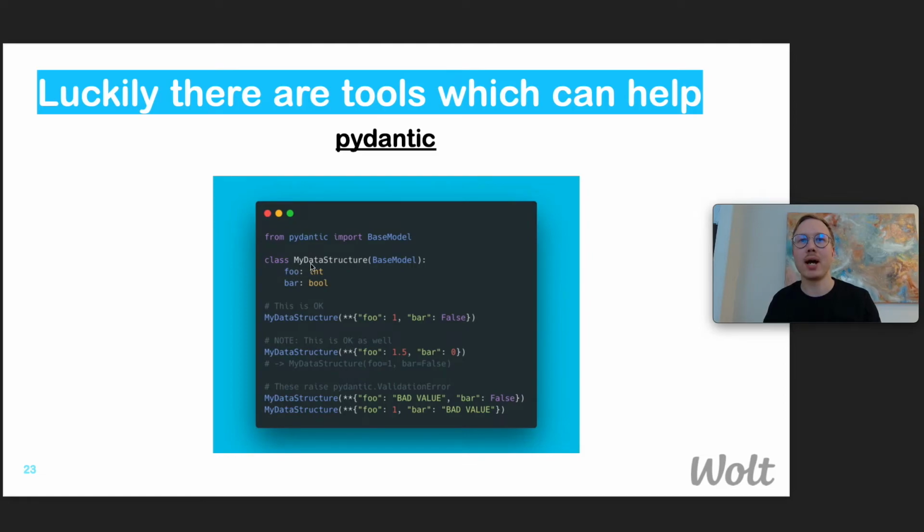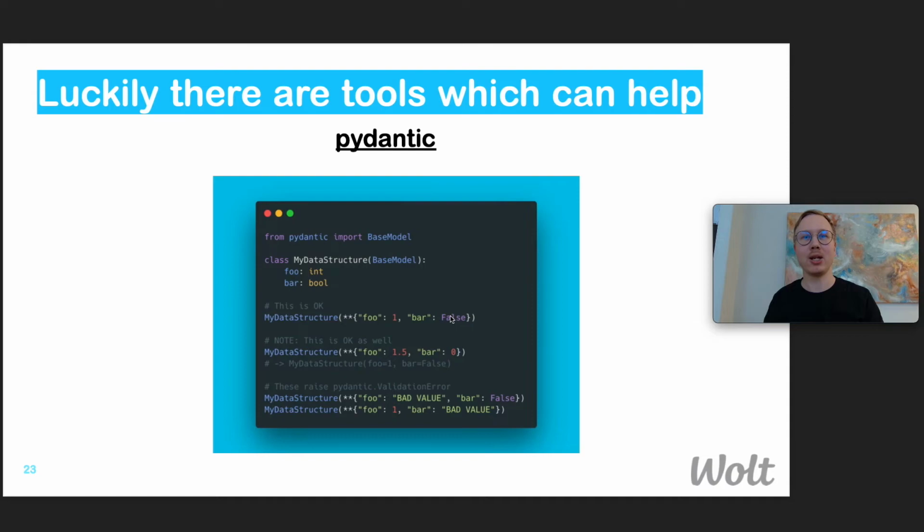So consider that we have this MyDataStructure which inherits BaseModel from Pydantic. It has two fields, foo, which should be integer, and bar, which should be boolean. If we create instances of that class, these will be runtime type checked. So for example, these two lower examples will raise a Pydantic validation error. For example, here foo is a string while it should be an integer, and here bar is a string while it should be boolean. So this is one case in which it won't raise anything because of course foo is integer and bar is boolean.